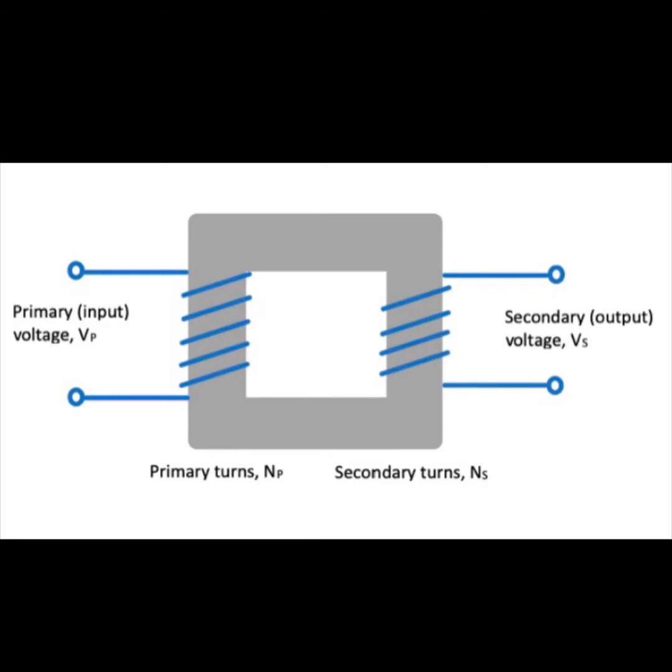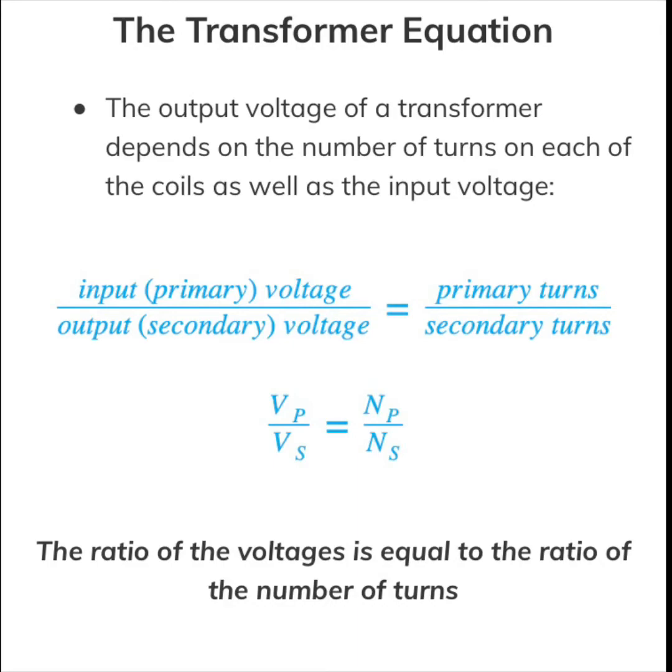To study the equation, we must first know VP, VS, NP, NS, and we are going to give them to you in the problem and ask you, for example, I will give you VP, VS, NP, and ask you for the number of secondary turns, NS, and so on. Sometimes I ask you about the primary voltage, VP, and I give you VS, NP, NS. It's a very easy equation. We are going to study it now. Let's see now the transformer equation.